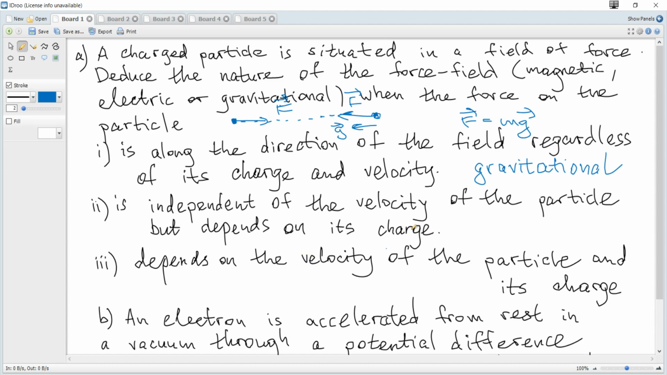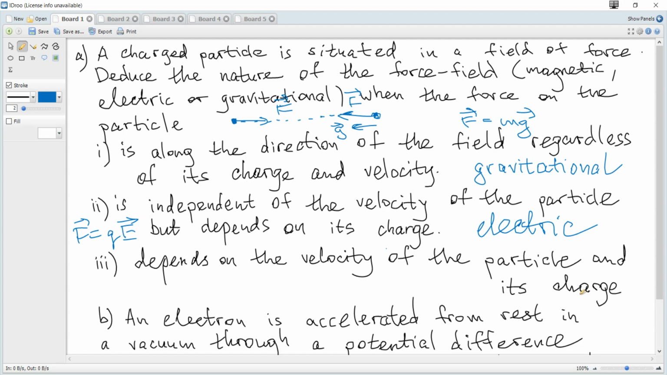The next is independent of the velocity of the particle but depends on its charge. So it's the electric force. Why? Because you know the formula that the electric force is charge multiplied by the electric field strength, and it is independent of the velocity but depends on its charge. And the last depends on the velocity of the particle and its charge.